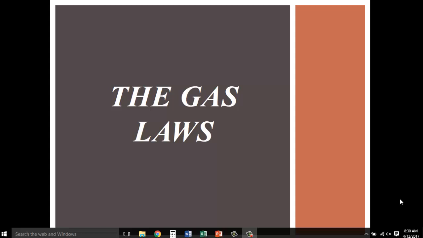Today we are going to start talking about the gas laws. Previously we have talked about the properties of gases, but now we're going to move on and talk about some of the laws that govern gases, and we can use these laws to predict behavior of gases when conditions change. Let's start by looking at an example of a balloon.